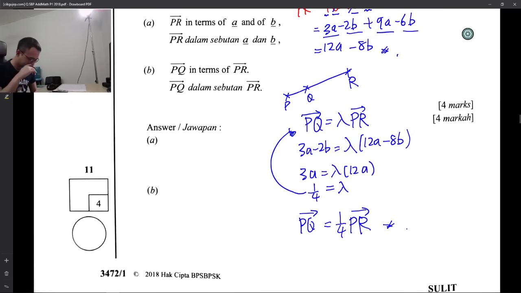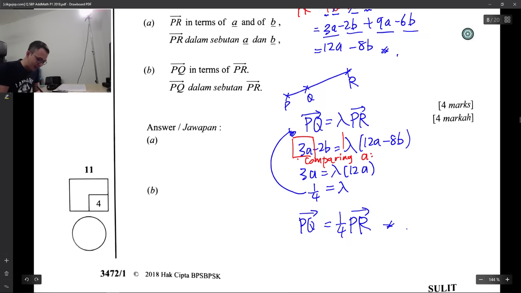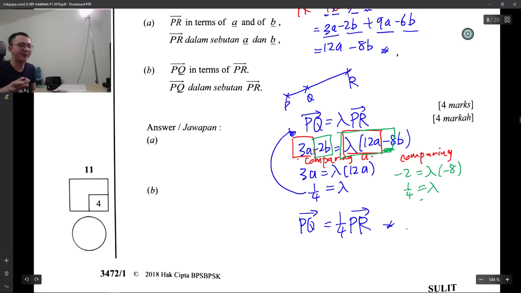Alright, so basically, why will 3a equal to this one? What I'm doing is comparing a. That means I take the a for both sides. A for this side is 3a. A for this side will be lambda 12a, right? If I compare b, I will do the same thing. You realize this side is negative 2, right? This side will be like this. So I will do negative 2 equals lambda times negative a, because b over here is negative a, right? So lambda is still equal to 1 over 4. You can compare a or b, it doesn't matter.